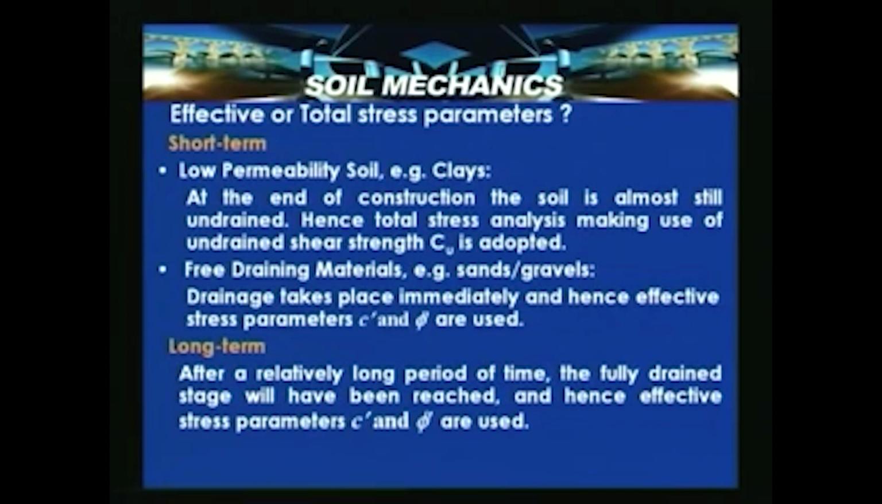So, effective or total stress parameters: for the short term, low permeability soil, for example clays, at the end of construction the soil is almost still undrained, hence the total stress analysis making use of the undrained shear strength is used. For free draining materials, like sands and gravels, the drainage takes place immediately, hence the effective stress parameters C dash and phi dash are used. In the long term, after a relatively long period of time, the fully drained stage would have been reached. Hence, the effective stress parameters C dash and phi dash are used. So, based on this judgment, one can perform either effective stress analysis or total stress analysis for the stability of a particular slope under consideration.